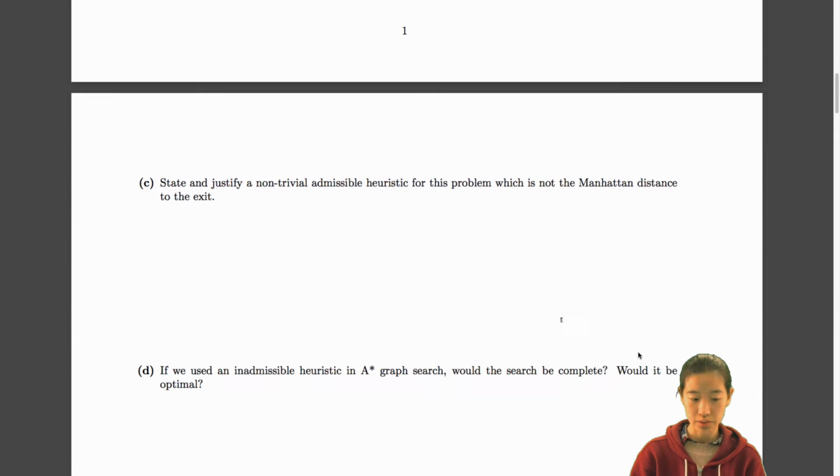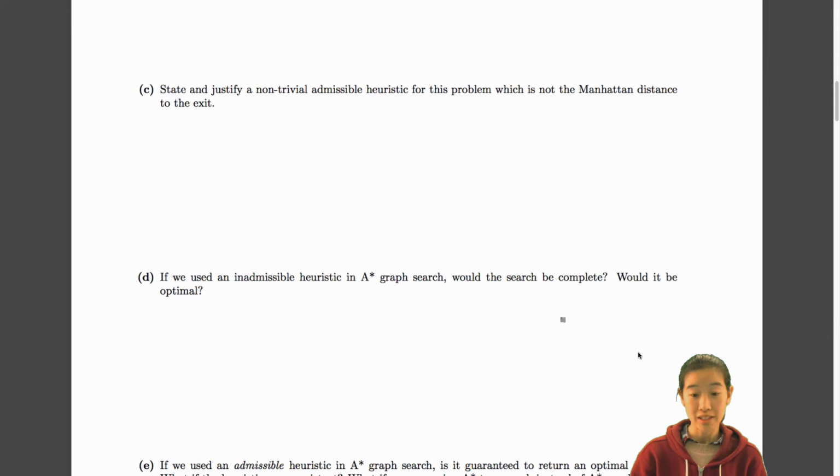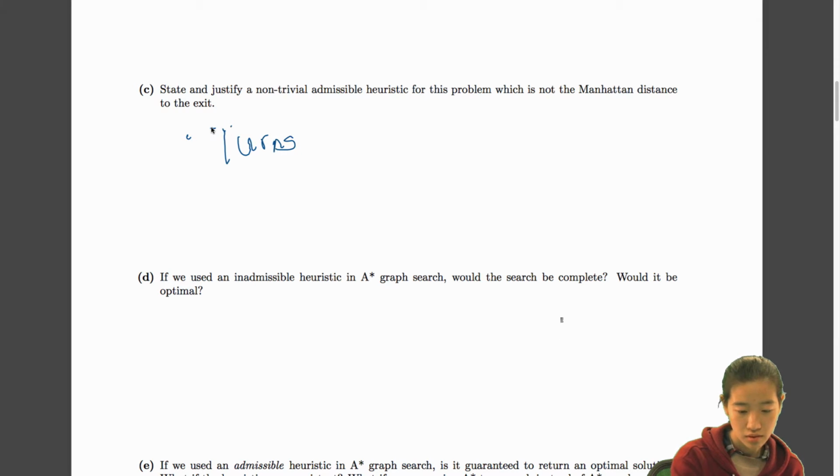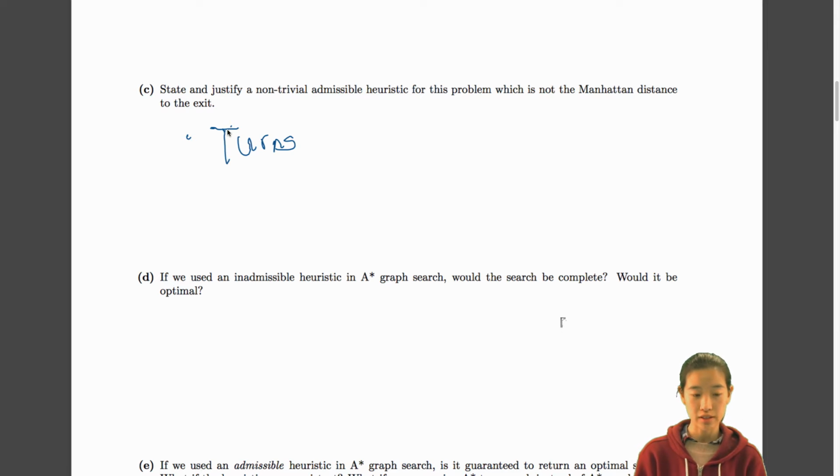Now, moving on, let's look at question 3. We want to identify admissible heuristics that are non-trivial. So let's start with slightly easier ones. Obviously, because we have directions in this case, we have to at least be facing the goal. So one heuristic that is admissible is the number of turns the agent has to make before it faces the goal. So it will take at least that many actions to get to the goal.